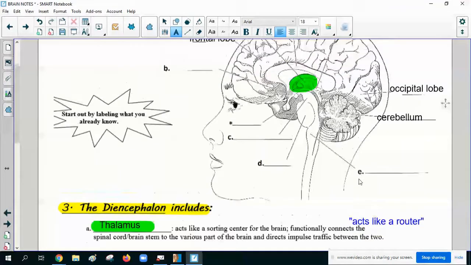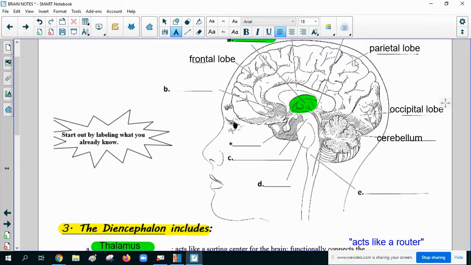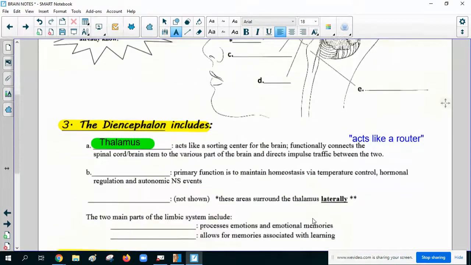So for example, if you have touch information coming up through the spinal cord, the thalamus is going to know to send that over to the parietal lobe. If you have some kind of message you're sending to a skeletal muscle from the frontal lobe, the thalamus is going to be part of what directs that down to the skeletal muscles. So I'll put in here, it acts like a sorting center for the brain, functionally connects the spinal cord and brainstem to the other parts of the brain, and directs impulse traffic. So it sort of sorts or routes where the impulses should be going.